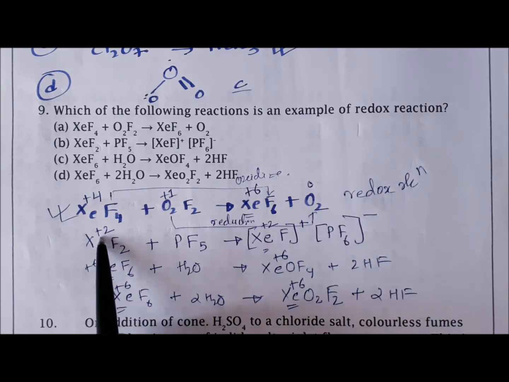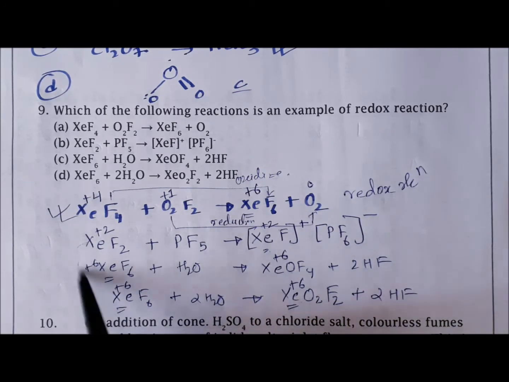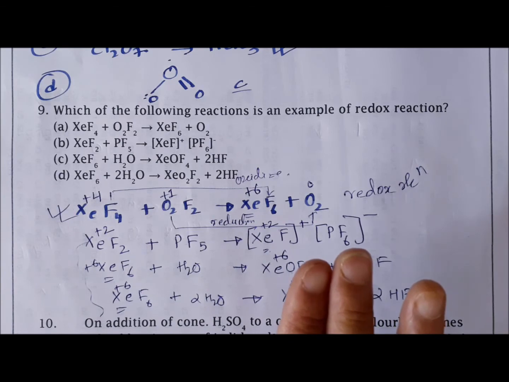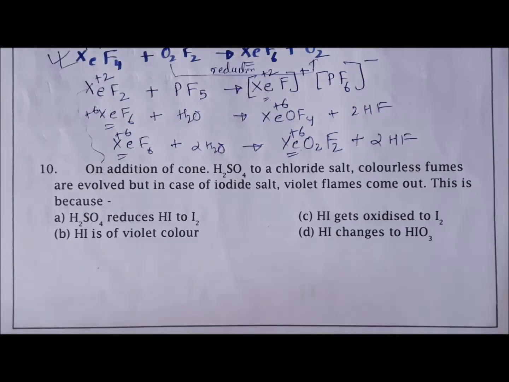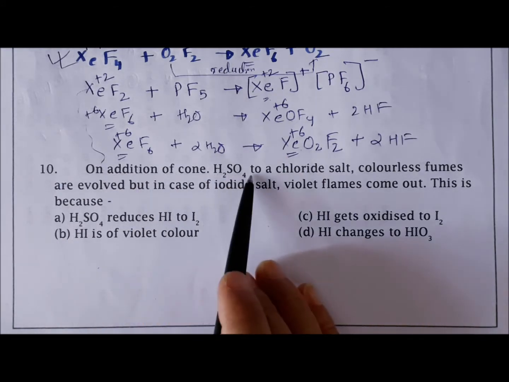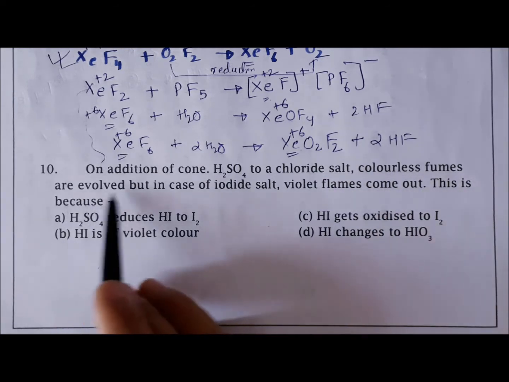So the oxidation number of xenon is +2, and here again +2, no change in oxidation number. So this is not a redox reaction. +6, +6, +6, +6. So in these three options there is no change in oxidation number, so it's not a redox reaction. So only option A is the correct option. It's an example of a redox reaction, because there is a change in the oxidation number of xenon from +4 to +6.